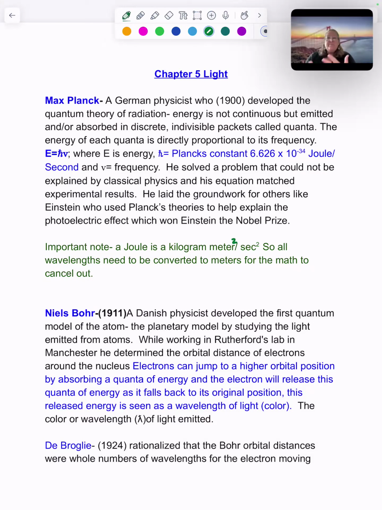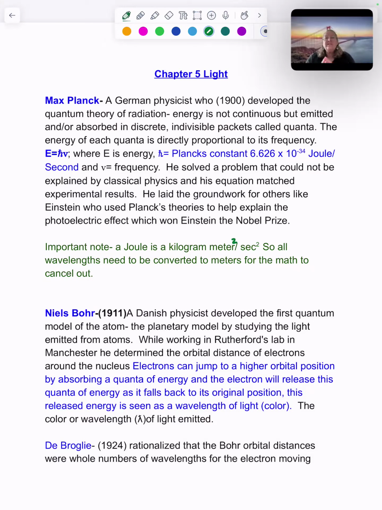Today we're going to talk about light. And light is really important in our discussion of electrons. So to get a good understanding of light, we have to look at who were the main players here. First of all, there was this guy Max Planck. He was a German physicist who around 1900 developed the quantum theory of radiation.